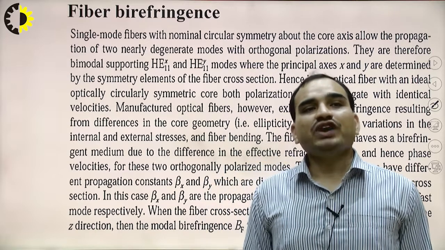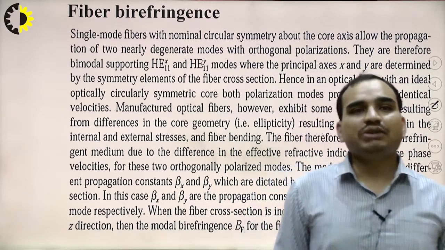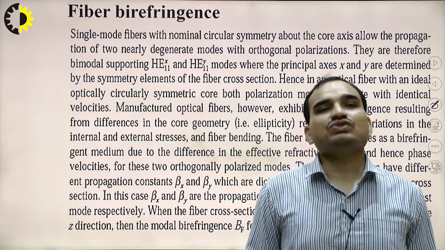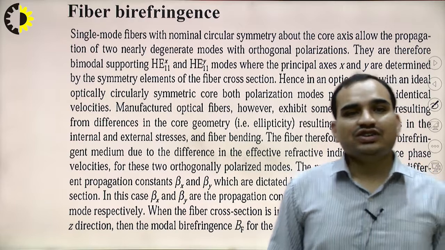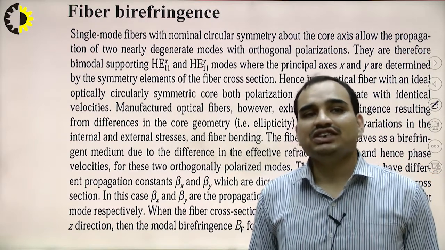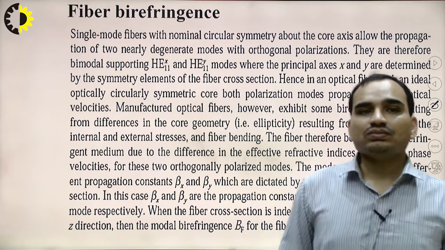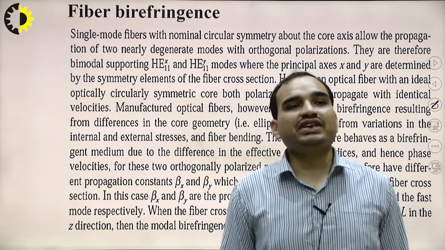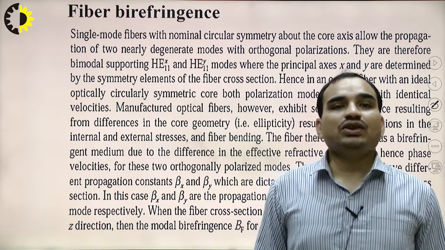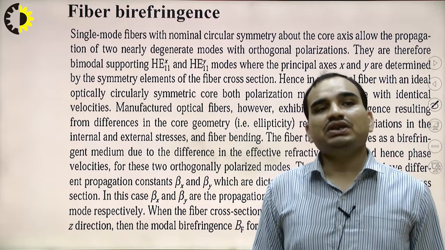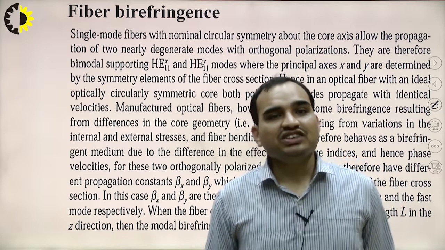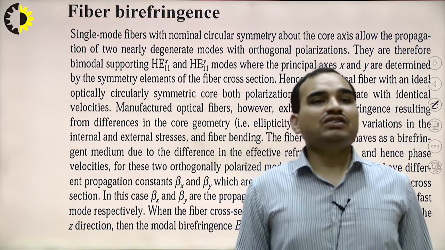A single mode fiber with nominal circular symmetry about the core axis allows the propagation of two nearly degenerate modes with orthogonal polarization. They are therefore bimodal, supporting HE11x and HE11y modes, where the principal axes X and Y are determined by the symmetry elements of the fiber cross section. Hence, in an optical fiber with an ideal circular symmetry core, both polarization modes propagate with the same velocities.